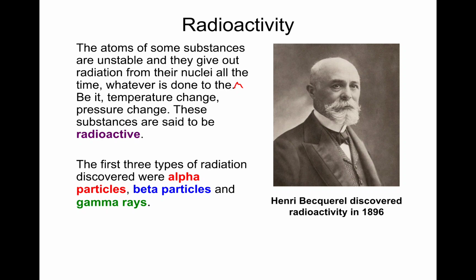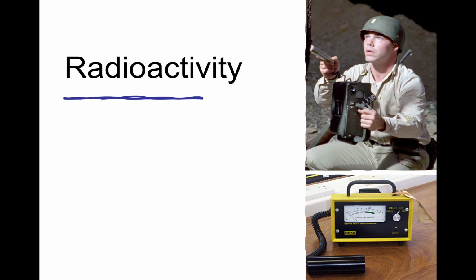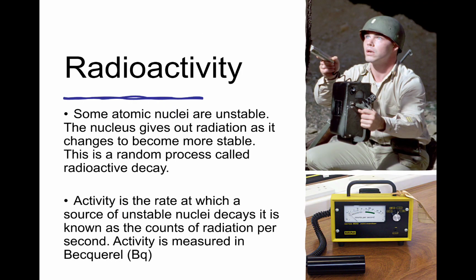Okay, let's move on. So what is radioactivity? Some atomic nuclei are unstable. The nucleus gives out radiation as it changes to become more stable. It's a random process and it's called radioactive decay. So when an atom gives off radiation, it's trying to become more stable. Activity is the rate at which a source of unstable nuclei decays. It is known as the counts of radiation per second.